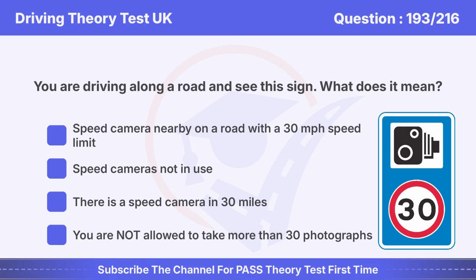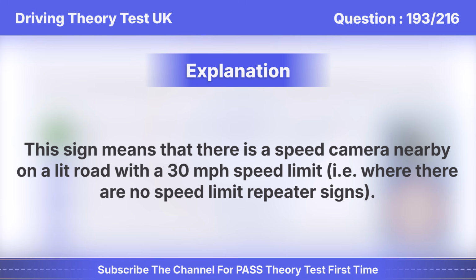Question 193. You are driving along a road and see this sign. What does it mean? Answer is A. Speed camera nearby on a road with a 30 miles per hour speed limit. This sign means that there is a speed camera nearby on a lit road with a 30 miles per hour speed limit, i.e. where there are no speed limit repeater signs.